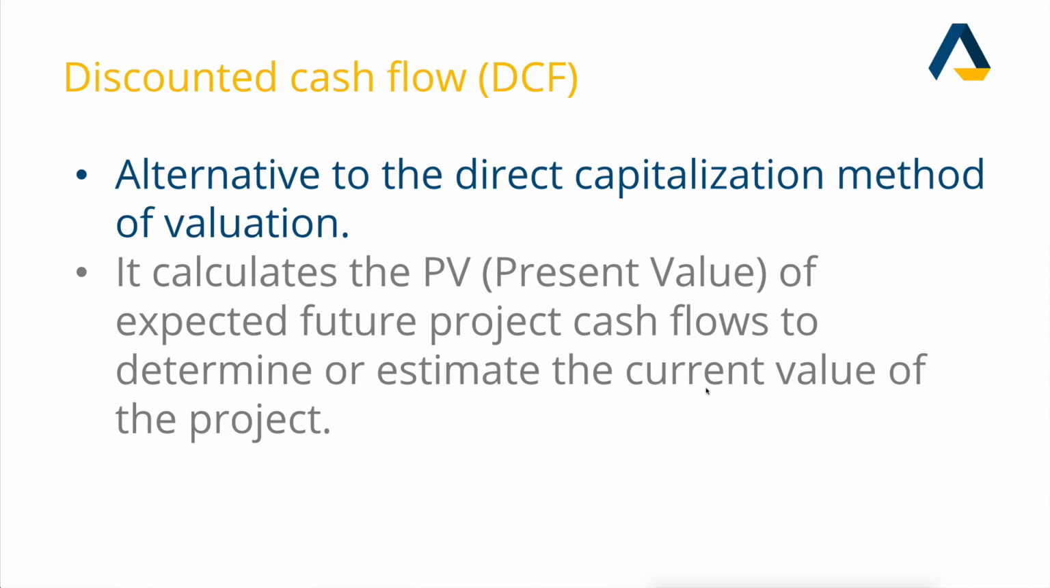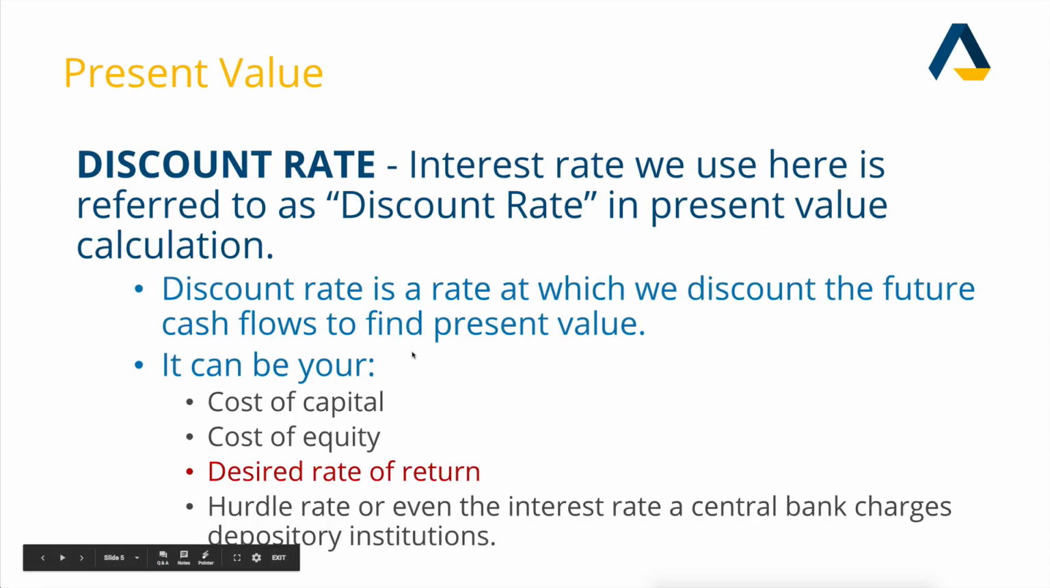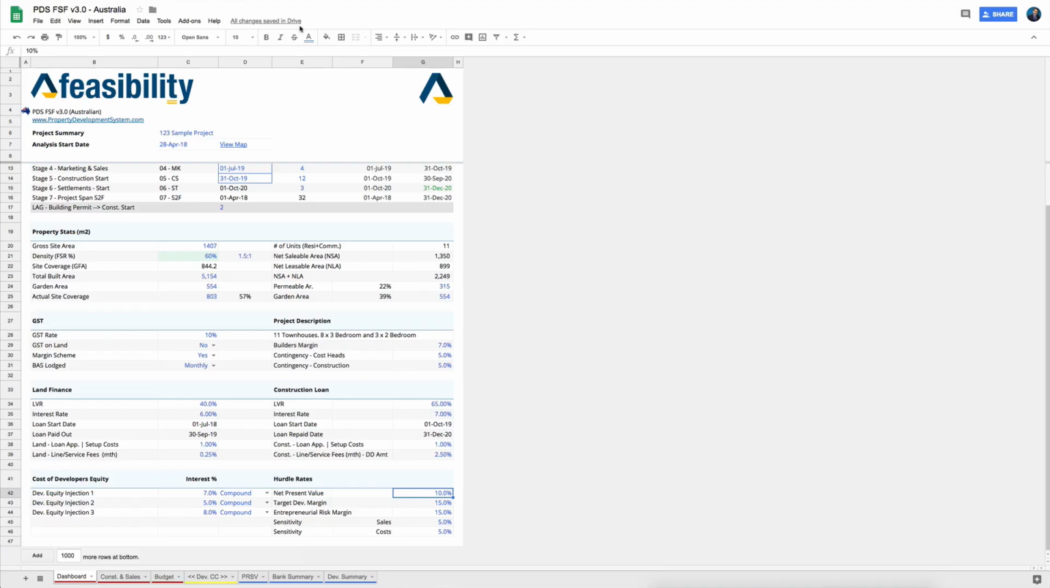It's an alternative to the direct capitalization method of valuation. It calculates the present value of expected future project cash flows to determine or estimate the current value of the project. So that's where we use it. We actually use this discount rate in the discounted cash flow method. And where would you find all of that?